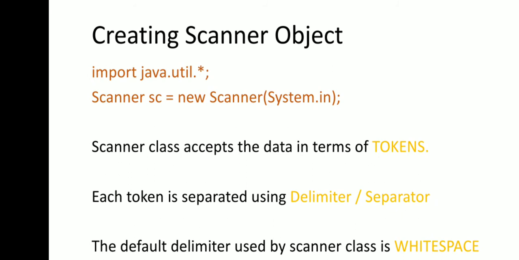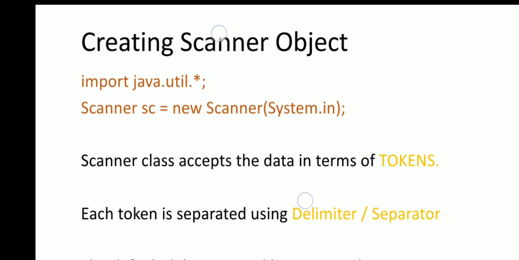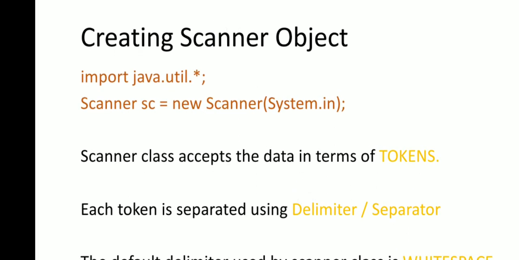Next, a Scanner object should be created. So how will you create a Scanner object to handle data? Scanner is the class name, sc is the object name, equal to new. new will dynamically create memory for the object sc, and you are calling the constructor Scanner(System.in). This System.in will keep listening to the input device, and by using this we are reading input for our program.